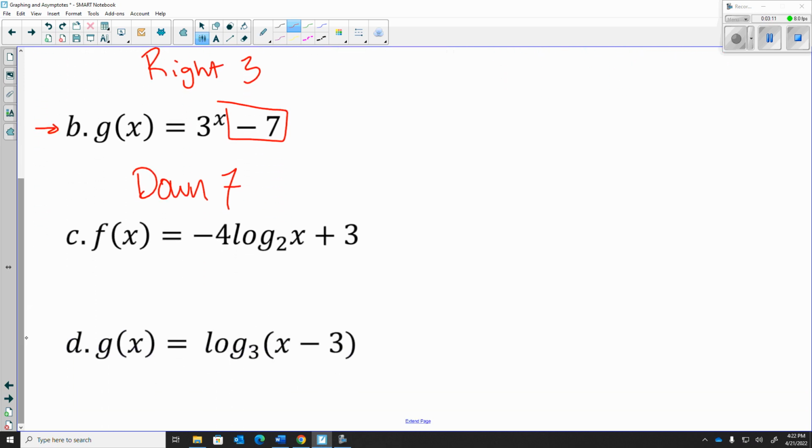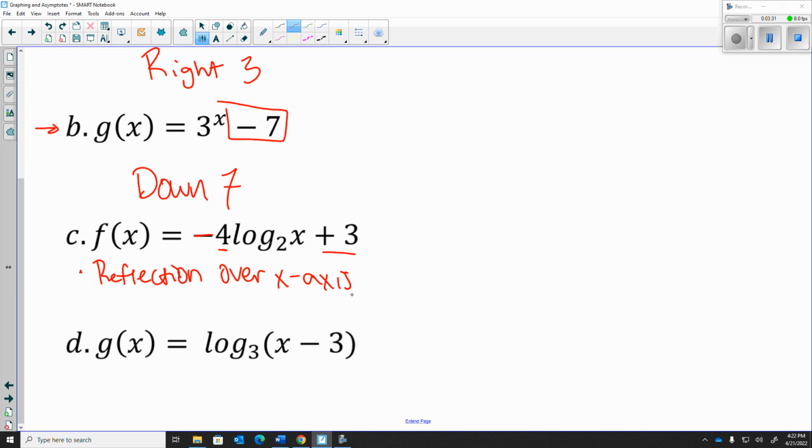There are 3 transformations here. One right here, one right here, and one right here. So the negative in front causes a reflection. Okay, it causes a reflection over the x-axis.